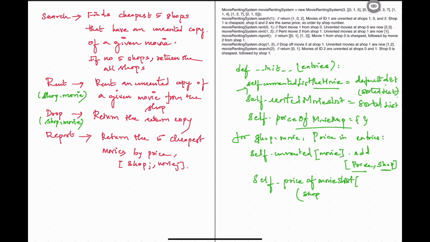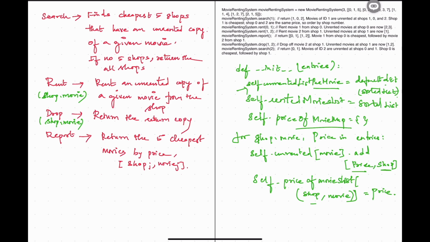Next, self.price of movie map, give shop. The prices of movie map will have shop as well as the movie as a key, because different shops will have the same movie. For example, shop 1 has the movie 5 with price 30, and shop 2 will also have movie 5 with 15. So it depends on the shop. You have to store both as a key to get the accurate price. This is the price that you have stored.